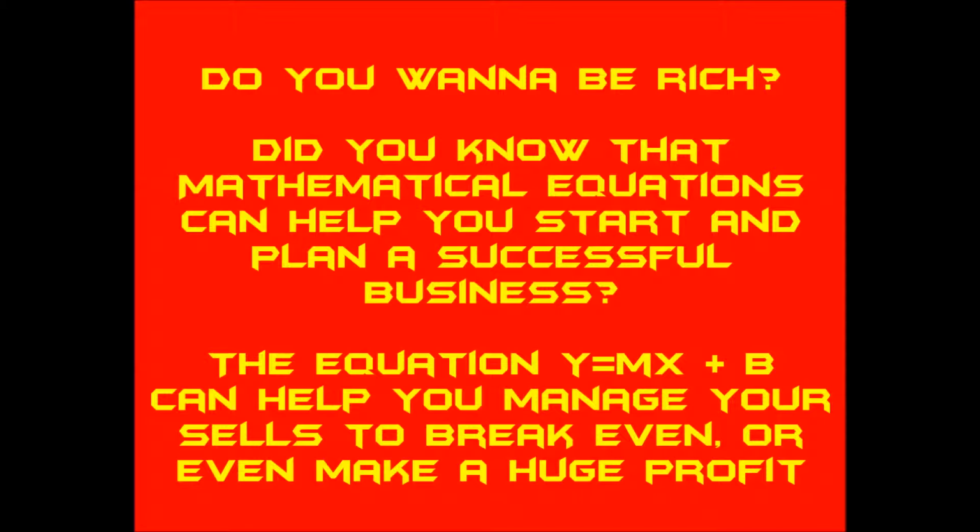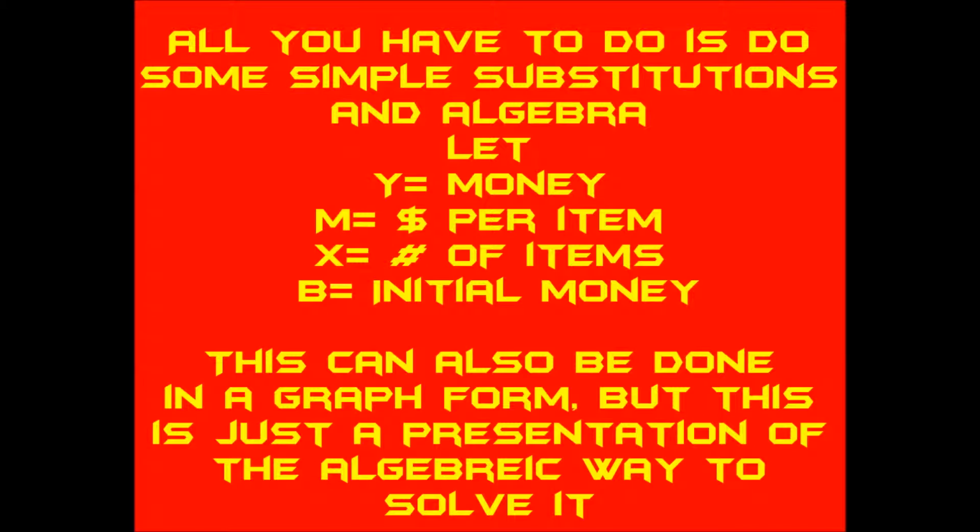The equation y equals mx plus b can help you manage your sales to break even or even make a huge profit. All you have to do is do some simple substitutions in algebra. Let y equal your money, m equals your dollars per item, x equals the number of items, and b will equal your initial money. This can also be done in a graph form, but this is just a presentation of the algebraic way to solve it.